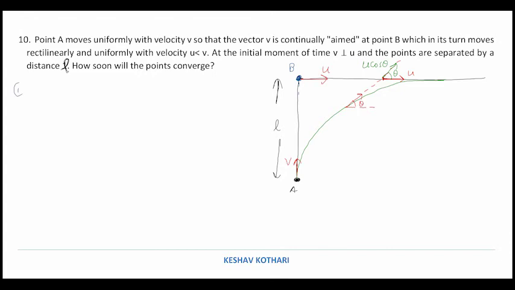for this is the rate of decrement of the distance between them, which can be written as minus dr by dt is equal to minus (v plus u cos theta). So kindly try to understand this equation. So this is v and this is u cos theta.